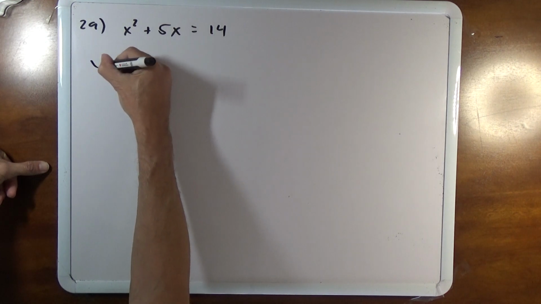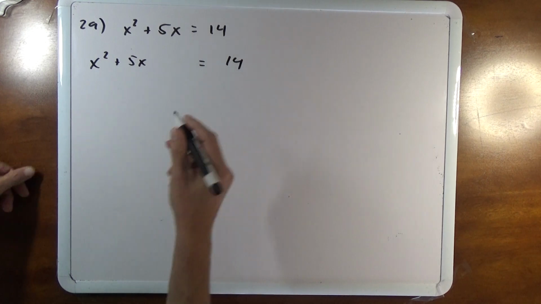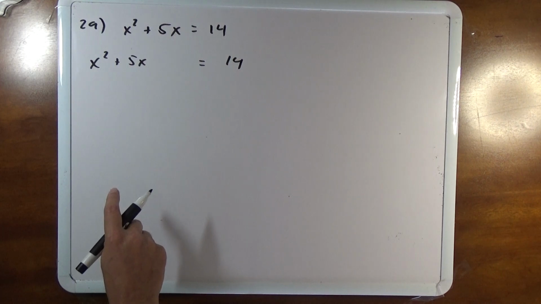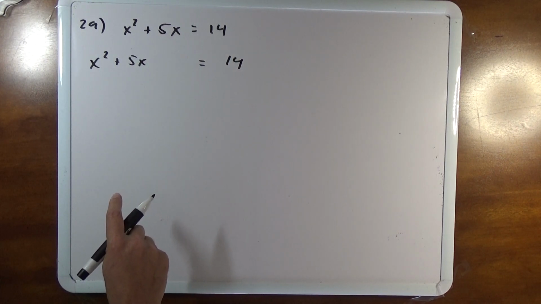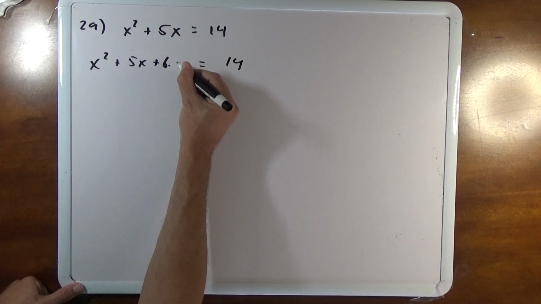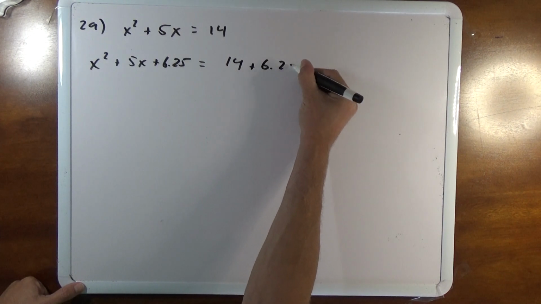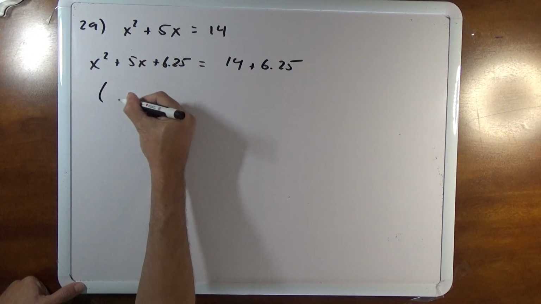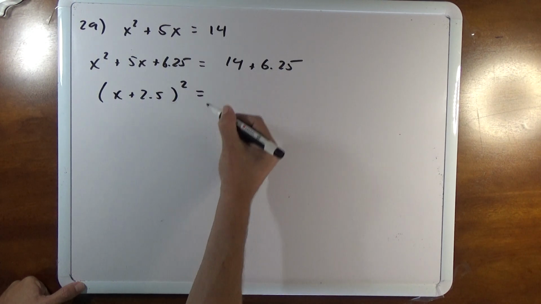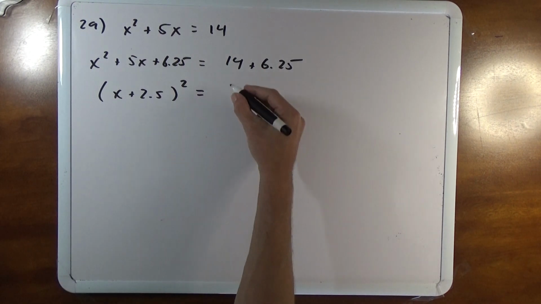So I'm going to rewrite it with a little bit of room here. I'm going to take half of this term, so half of 5 is 2.5, and I'm going to square that. So 2.5 times 2.5, so I'm going to add 6.25. And so what I do to the left side, I have to do to the right side. I'm going to rewrite this as x plus 2.5 all squared is equal to 14 plus 6.25, which is 20.25.